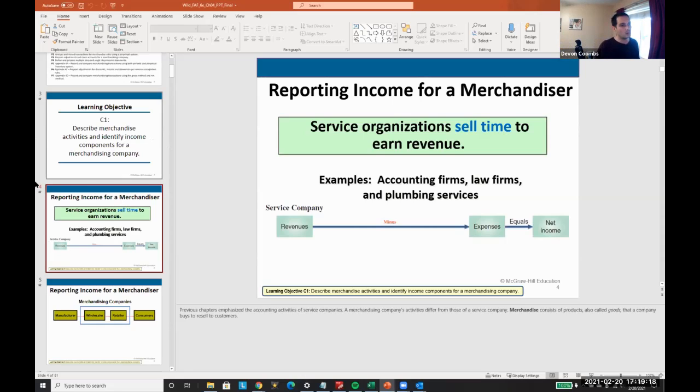In previous chapters, we emphasized the service revenue, which is a bit simpler. As we perform the service, we recognize the revenue. And then our revenue minus our expenses will equal our net income. Just as we perform the service, as we've earned the revenue, we recognize it, and then we have our expenses related to it to equal our net income.